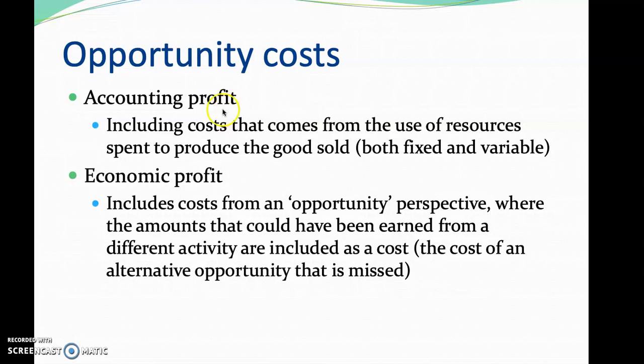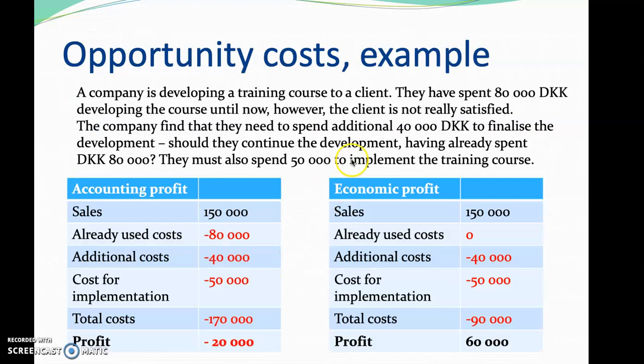Opportunity cost. Accounting profit includes cost that comes from the use of resources spent to produce the goods sold. This can be both fixed and variable. Economic profit includes cost from the opportunity perspective, where the amounts that could have been earned from a different activity are included as cost, the cost of an alternative opportunity that is missed. Opportunity cost example. A company is developing a training course for a client. They have spent 80,000 DKK developing the course until now.